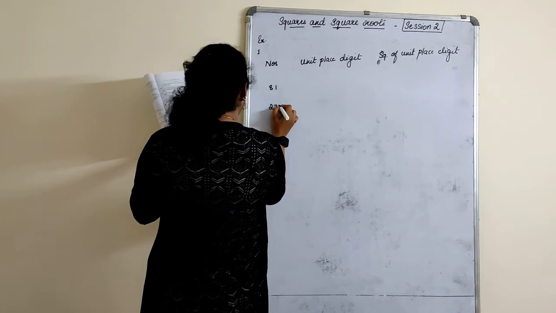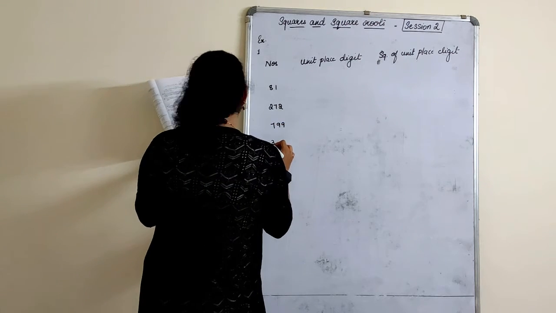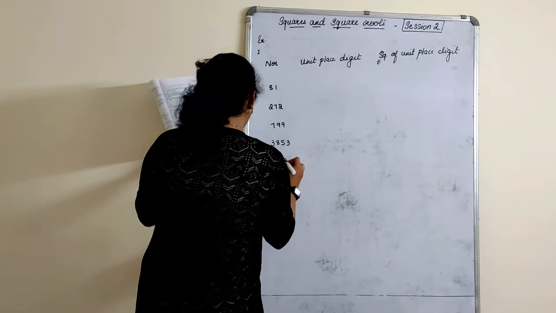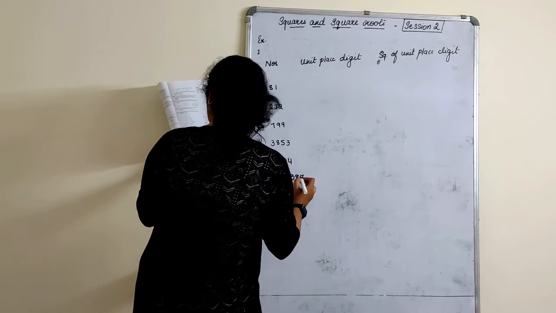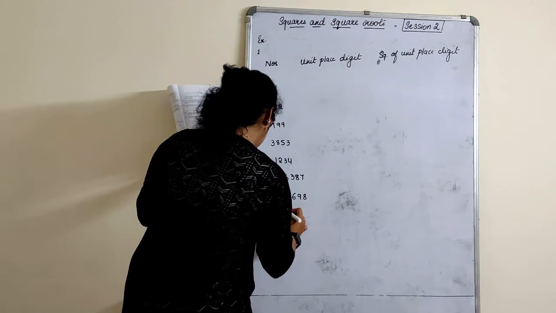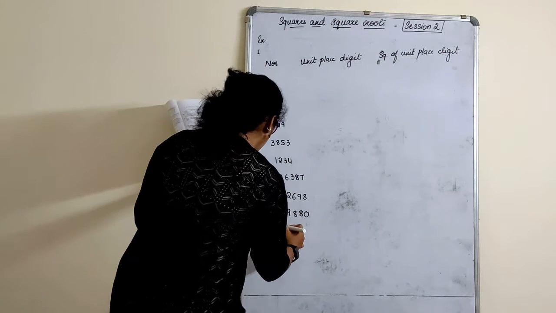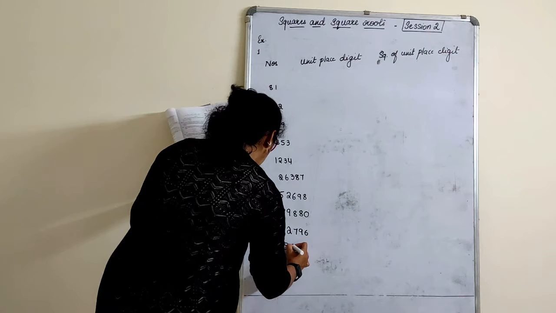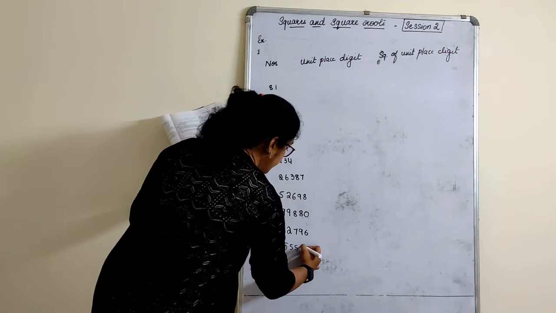The numbers are 81, 272, 799, 3853, and so on.